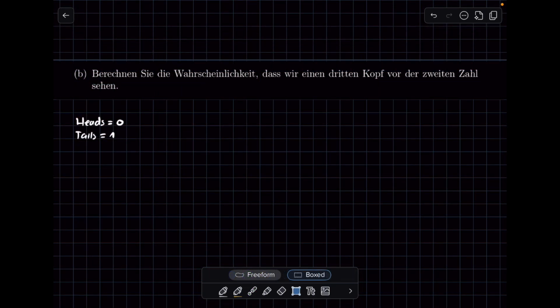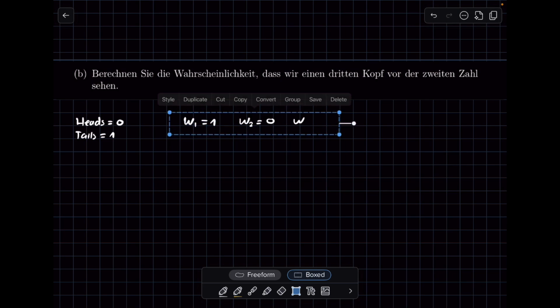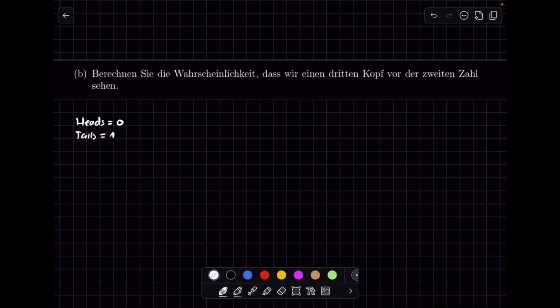Okay, now we have this exercise. So we want to calculate the probability that we get the third head before the second tail. Now we know for a fact that tails are equal to 1. So if W1 is equal to 1, W2 can be equal to 0. Though you know what I mean, right? Each toss can be either 0 or 1. In this case, that's it. So we want to find a number where we get, simply put, a value that's less than or equal to 1.